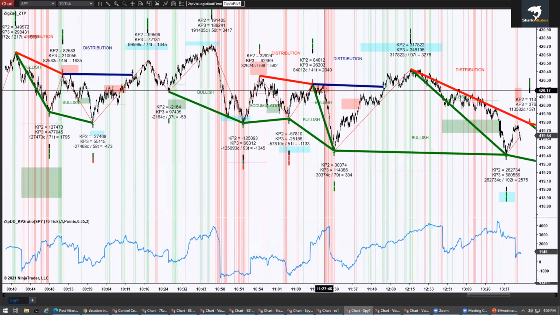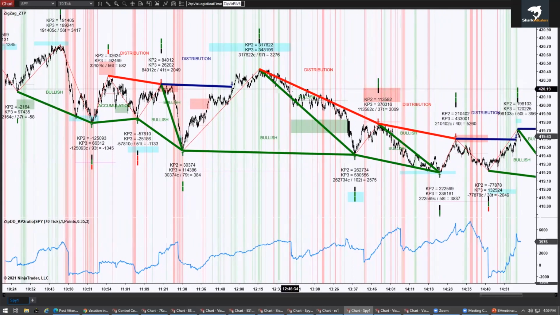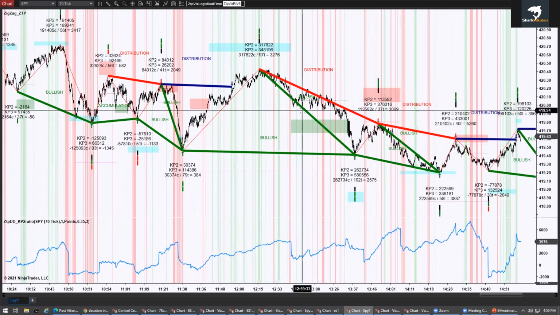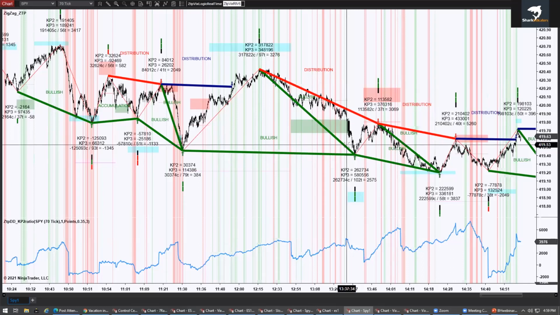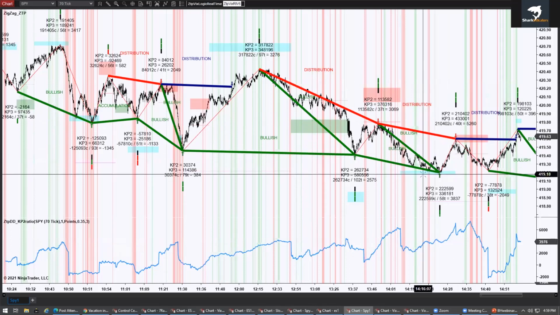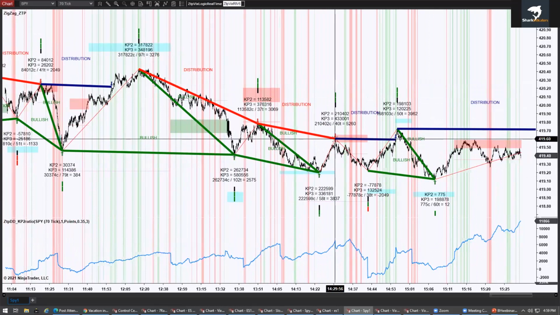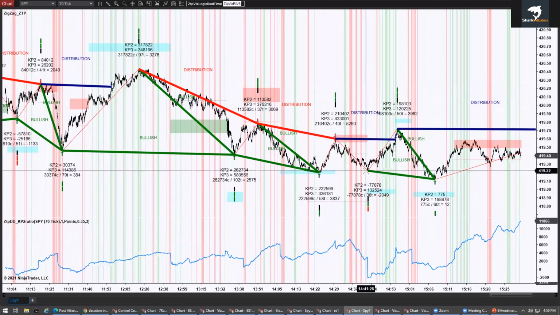Here's our distribution divergence. We get short basically within a point of the high right here. We're going to ignore our long signal right here. Nothing to see there. We have a distribution short trade, again, good for 5.5 points. We have another distribution short trade there, good for about 4 points.